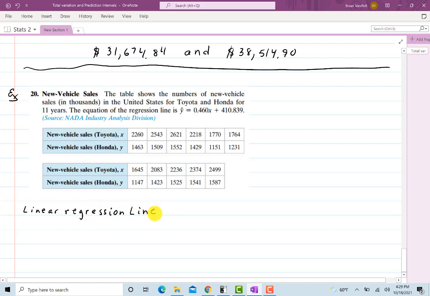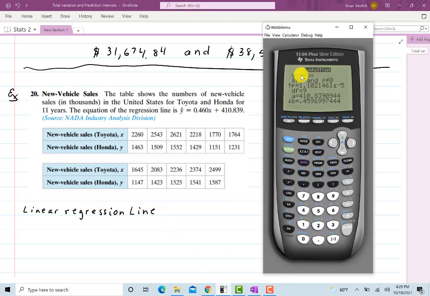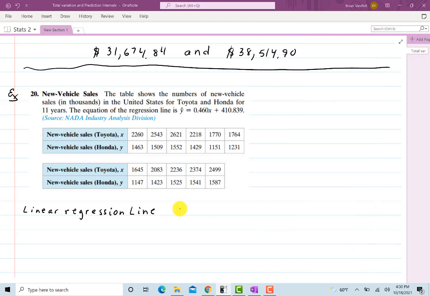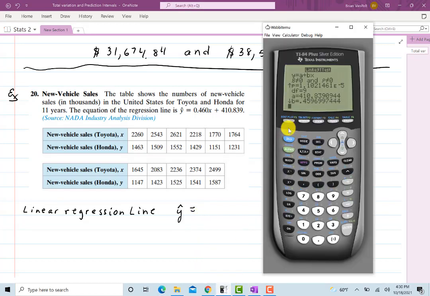So as I said, be very careful here. A is the y-intercept and B is the slope. That's switched from the other screen that we use. So let's go ahead and put that down. We have y hat equals, let me get my B first because that's my slope. There it is. I'm going to say 0.460.